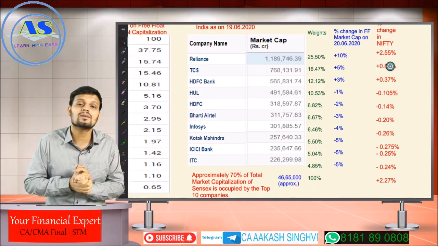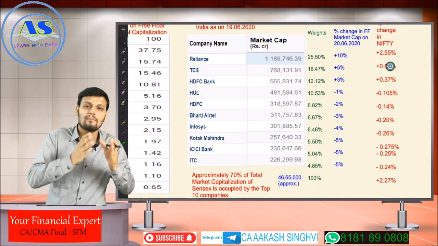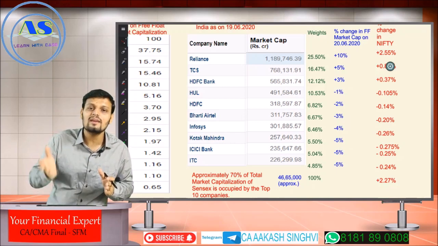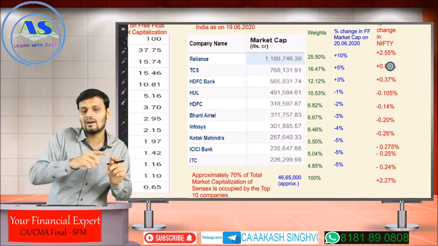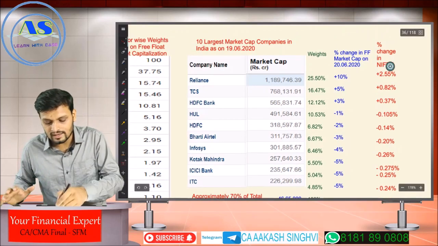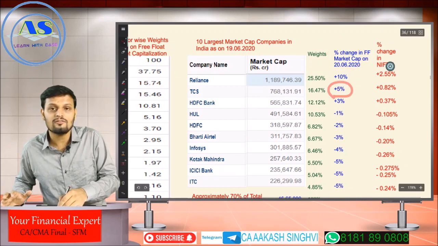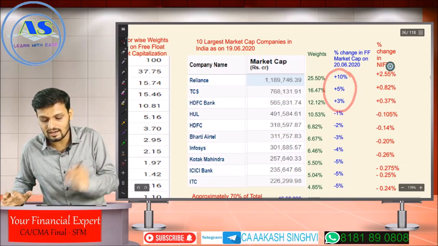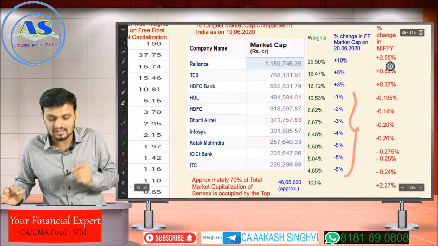Now, how to compute the percentage change in free float market capitalization? Guys, it's very simple. If the market price per share is going up, obviously the same percentage will increase for the free float market cap. And if the market price per share is coming down, the percentage change can be correlated with the free float market cap. Okay, so I've just assumed that as on 20th of June, Reliance increased by 10%, TCS increased by 5%, HDFC increased by 3%. In my example, I've just considered these three companies to have increased as on 20th of June, and the rest of these 7 companies have decreased.